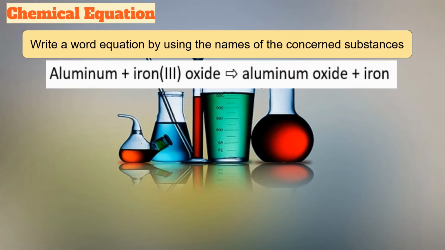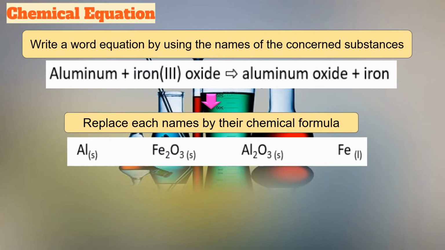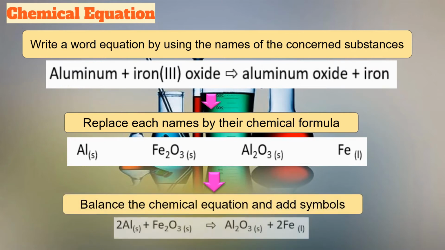In the second step, you are going to replace each name by its chemical formula. We have studied molecular formula in earlier times. Now let us look at how we replace them with chemical formulas. Aluminium and iron oxide is written as Al and Fe2O3, and then we write aluminium oxide as Al2O3 and iron as Fe. So the chemical formulas of each concerned substance are written, and then we add the necessary symbols.